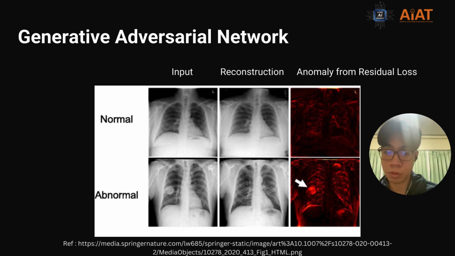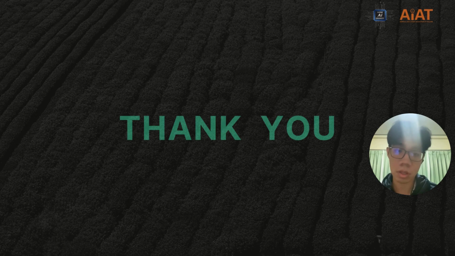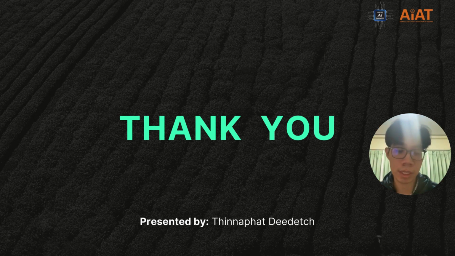So in conclusion, we can summarize that GAN shows superior ability in generating real images. By training with a dataset that contains only normal samples and learning their feature representations, abnormal samples, which are poorly reconstructed, can be detected. Thank you for your attention.